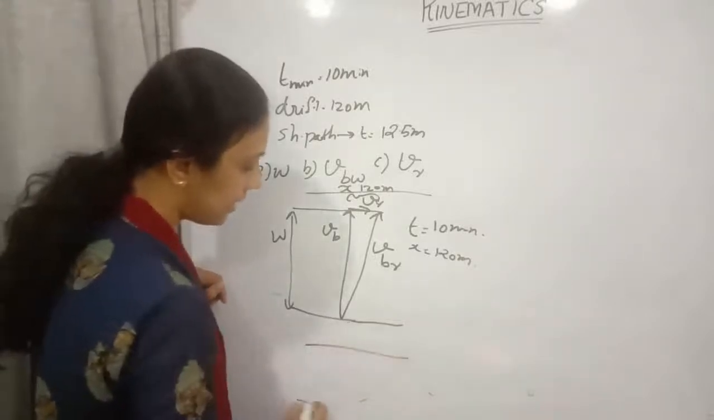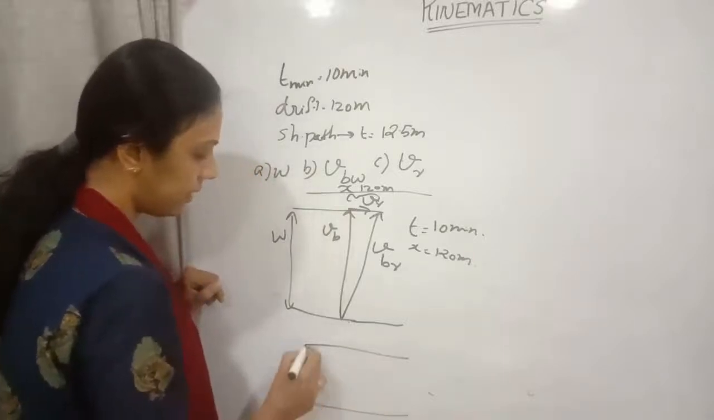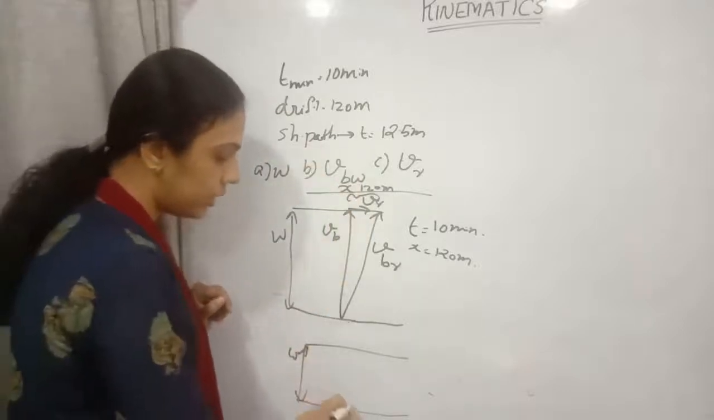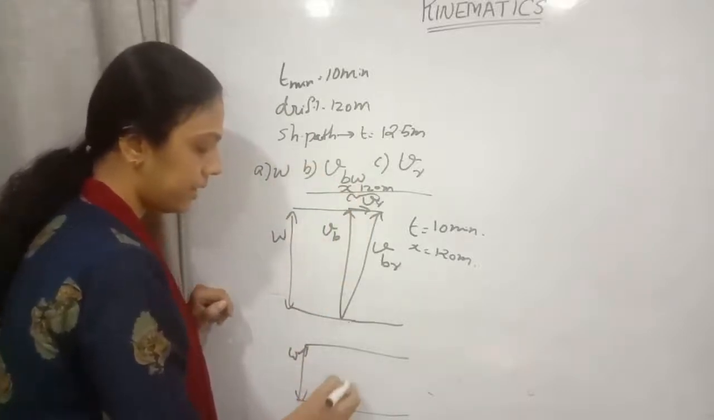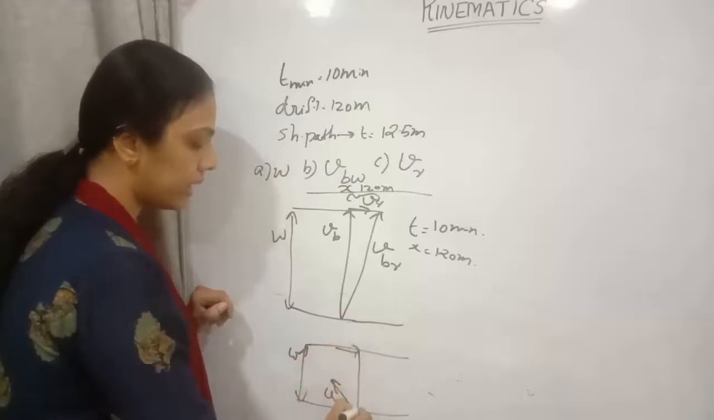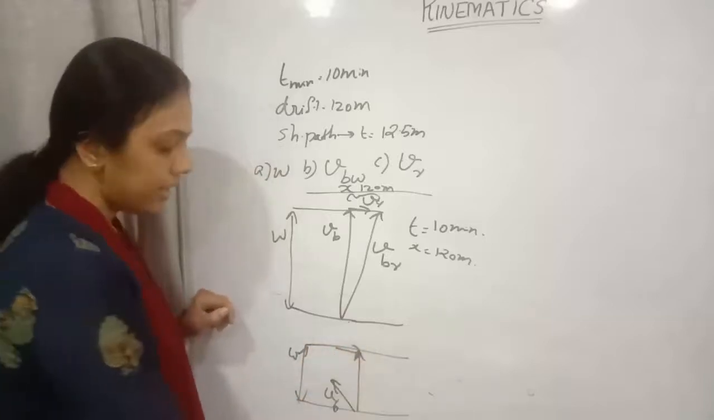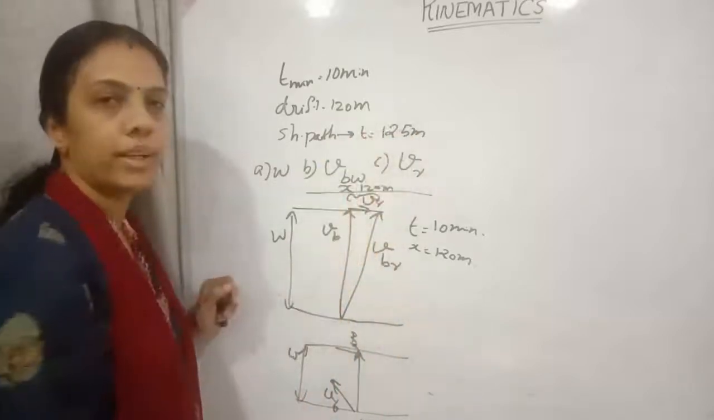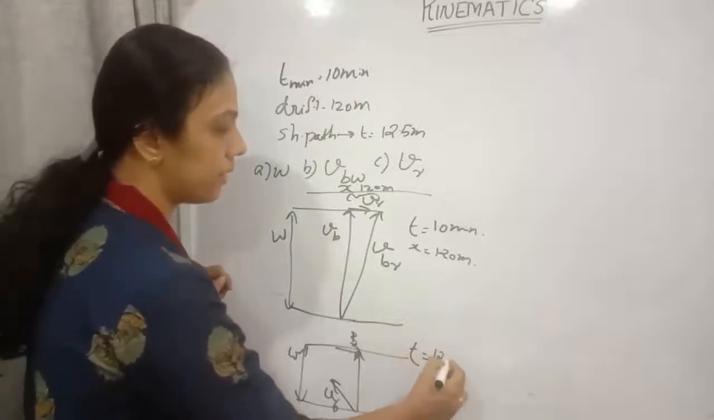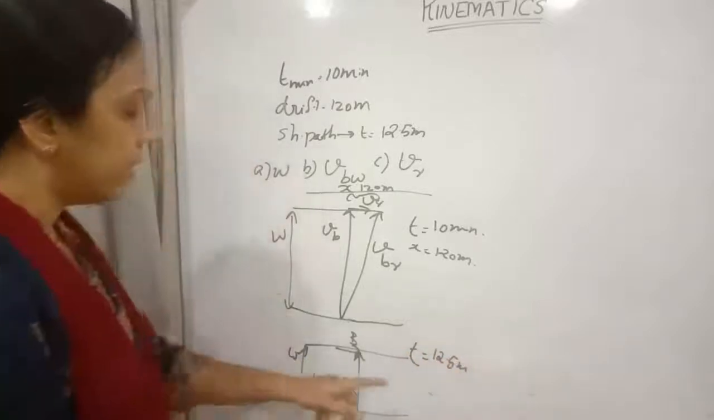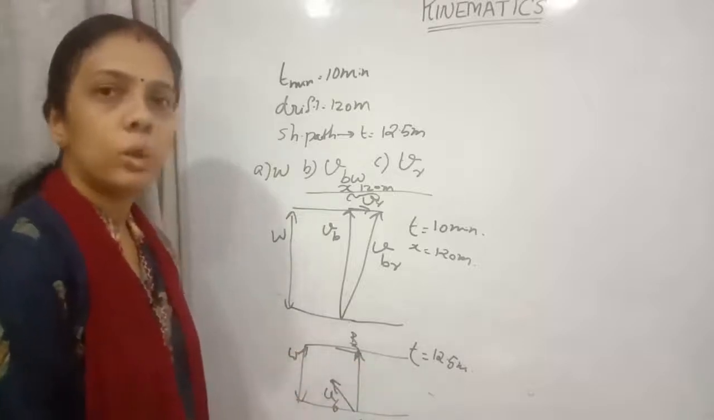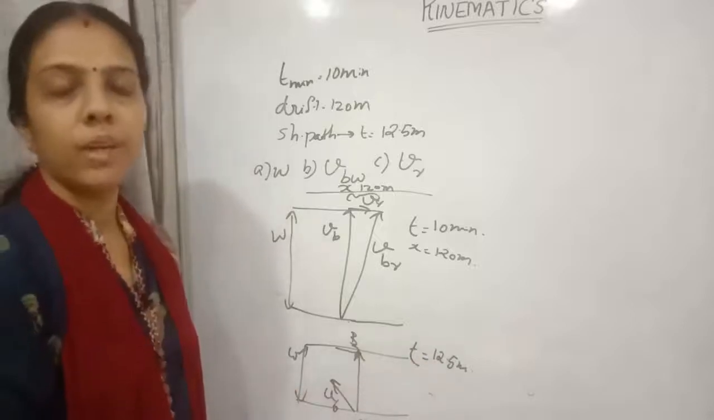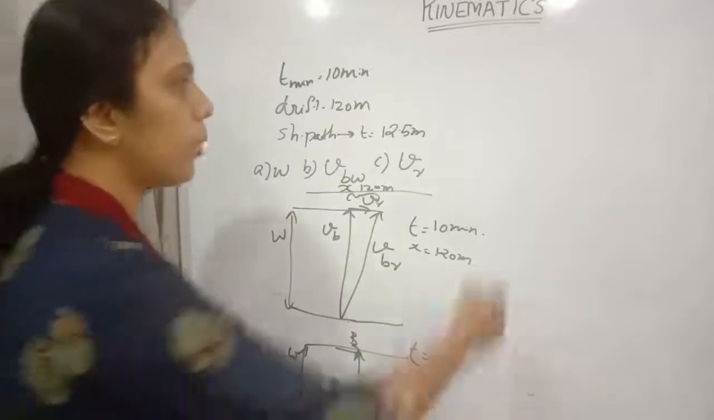Next is the shortest path in 12.5 minutes. Shortest path means, see, this is the width of the river, and shortest path means exactly opposite. So he should take a path like this, and the river current will be like this, so he can reach this point, just the opposite point. That is the shortest path, and for that the time required is 12.5 minutes. Clear? So what will be the velocity of the boat in 12.5 minutes?